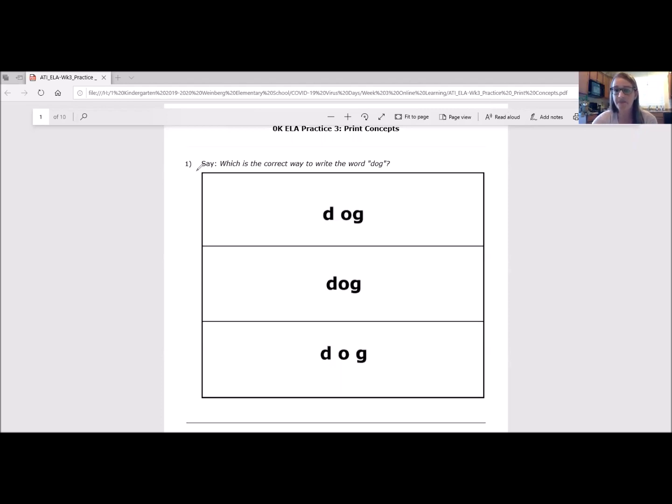Number one's asking, which is the correct way to write the word dog? Now, when we write a word, we know that we don't want to have any spaces between the letters in a word. We want them to be right next door to one another. So point on your screen which way would be the proper way to write dog. 1, 2, or 3. Good. Number 2 is the right way to write dog because there's no spaces between the letters when they wrote dog. Let's try the next one.